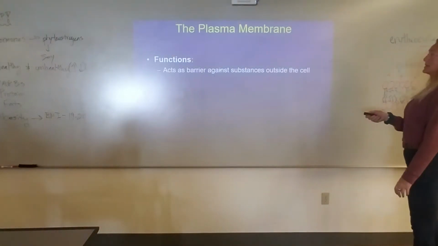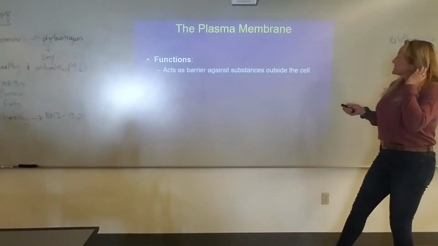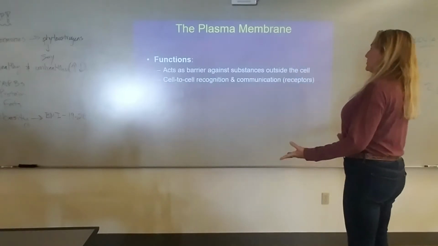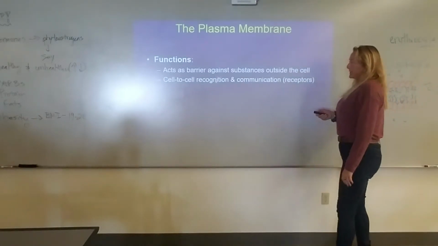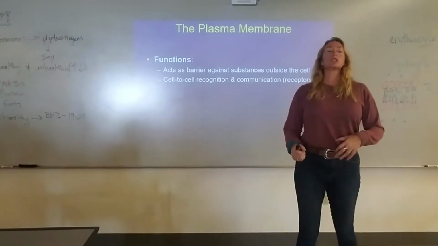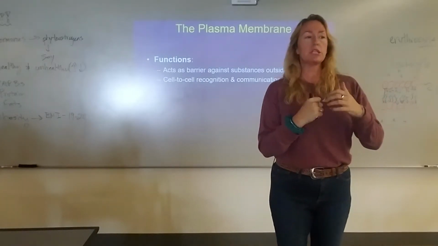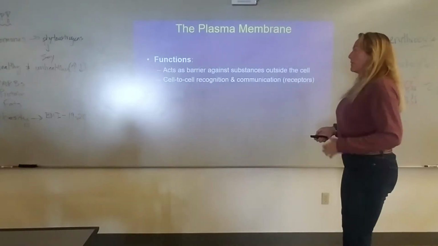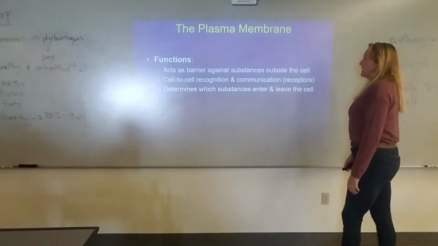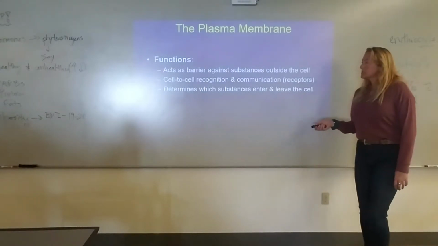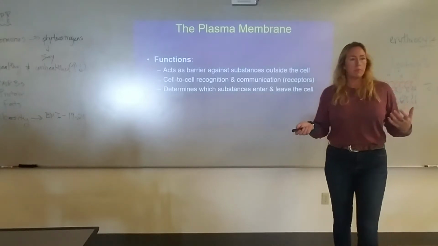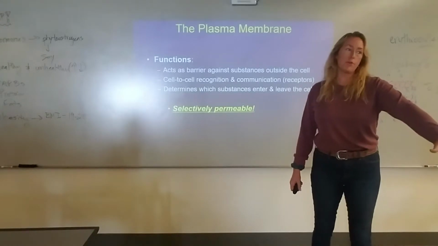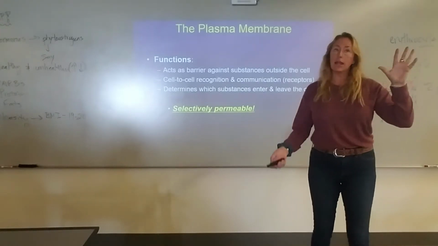So the plasma membrane acts as a barrier against substances outside the cell, so it can allow in selectively which ions and molecules need to get in. It allows cell-to-cell recognition and communication. It has receptors. So those integral proteins and different types of proteins can act as receptors. The cell can bind to different chemicals or bind to different cells and be able to recognize those things. And it can determine which substances enter and leave the cell, so it's a barrier. It's a selective barrier. And we say it's selectively permeable. Permeable means to permeate, to go through, right? It's selective. Not everything's getting in, not everything's getting out.